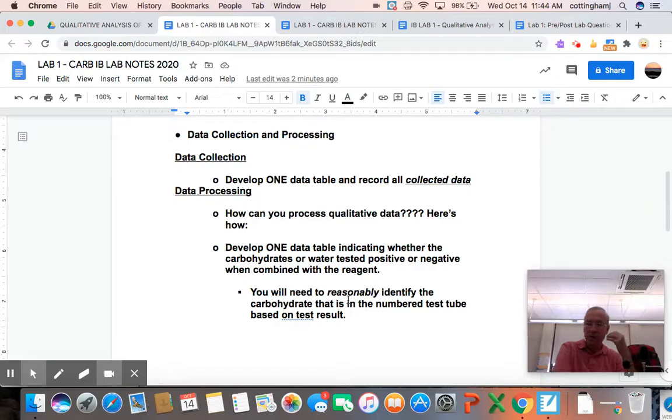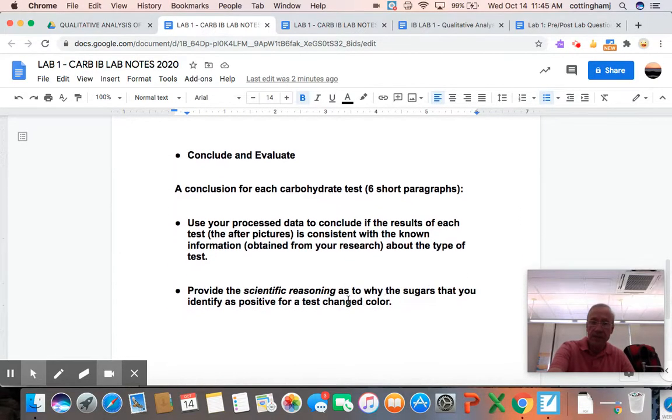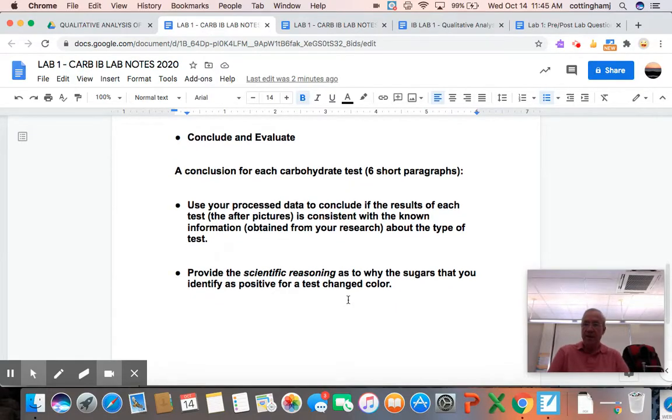Do you just put in there positive or negative? Okay, you could do that, but you still have to deal with what the carbohydrates are in your conclusions. Let's go to there. Conclusions. You're going to need to make a short paragraph conclusion for each of the tests that you do. So that's going to be 6 short paragraphs for your conclusion.